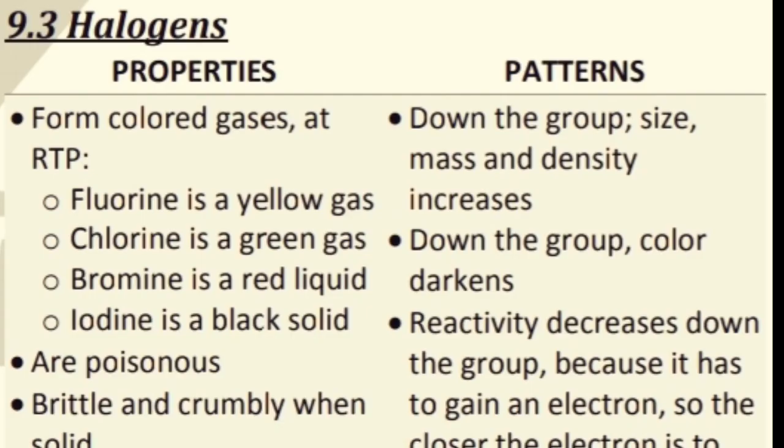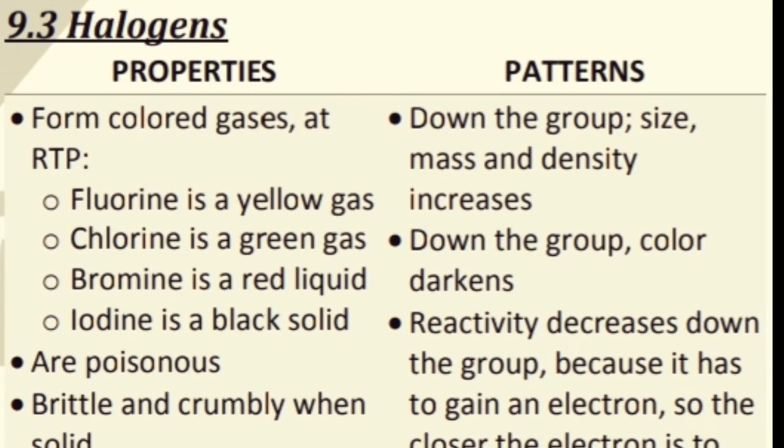Next, we have to discuss halogens. In the periodic table, group 7 elements are called halogens. Fluorine, chlorine, bromine, iodine, astatine, these are halogens. Fluorine and chlorine are gaseous, bromine is liquid, iodine and astatine are solid. These are colored elements. Fluorine is pale yellow, chlorine yellow green, bromine red brown, iodine black solid, astatine also black solid.